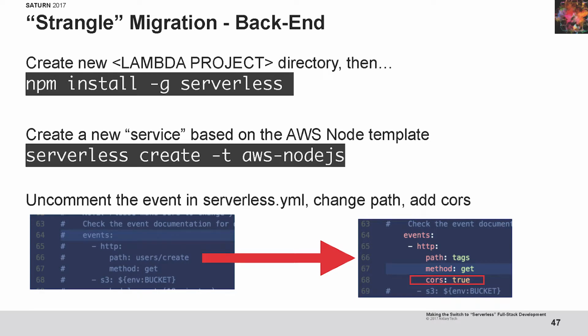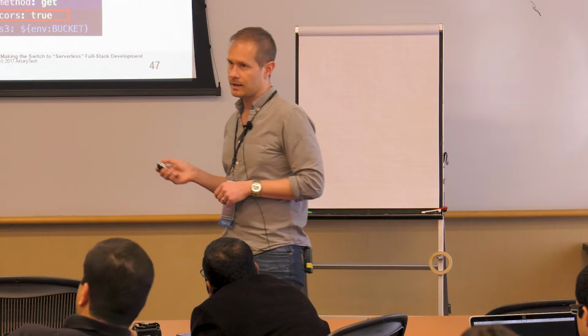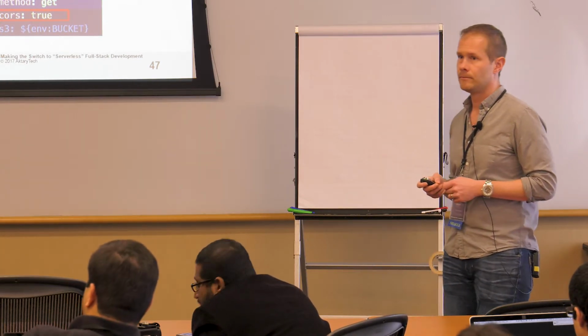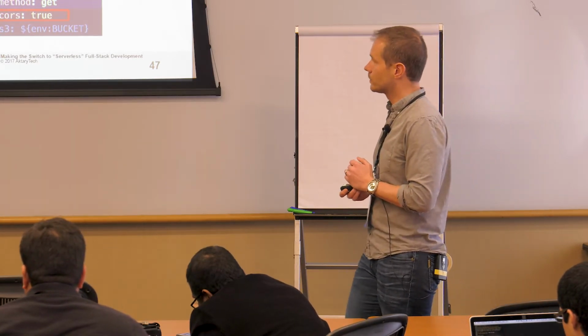Once you've got the serverless template created, simply go in and modify the serverless YAML file, uncomment lines 64 through 67, and then add a line for the CORS configuration. It does a lot of heavy lifting for you in the background that you don't have to think about with this little bit of code. Lines 64 to 67, then you're going to add another line for CORS.